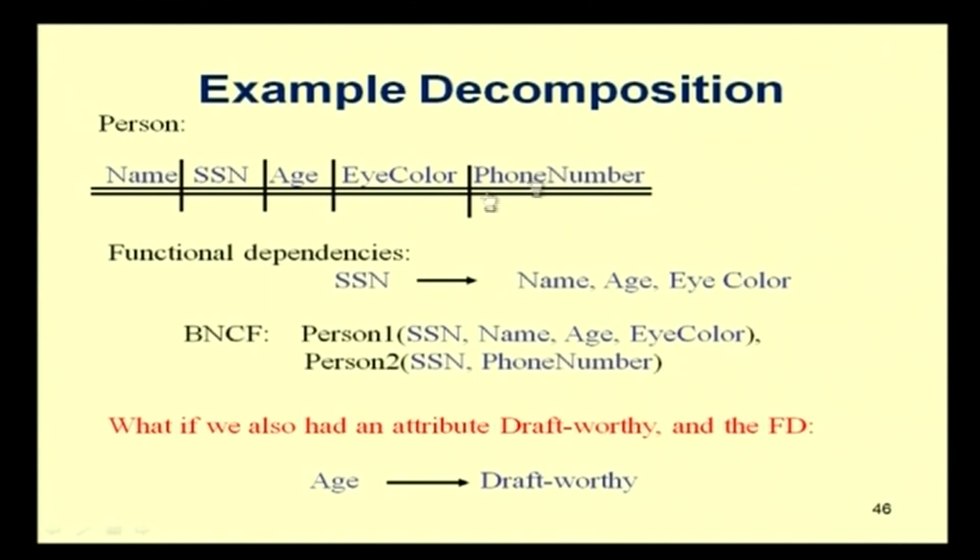Now, if you want it to be in BCNF, you have to split these two as SSN, name, average, eye color, which you have taken from this FD and this SSN which is on the left-hand side, and all attributes that are not covered in this, that is the phone number. So, now you have split these two. In essence, if you also had an attribute draft worthy and the FD age determines draft worthy, then that will also come as another relation.